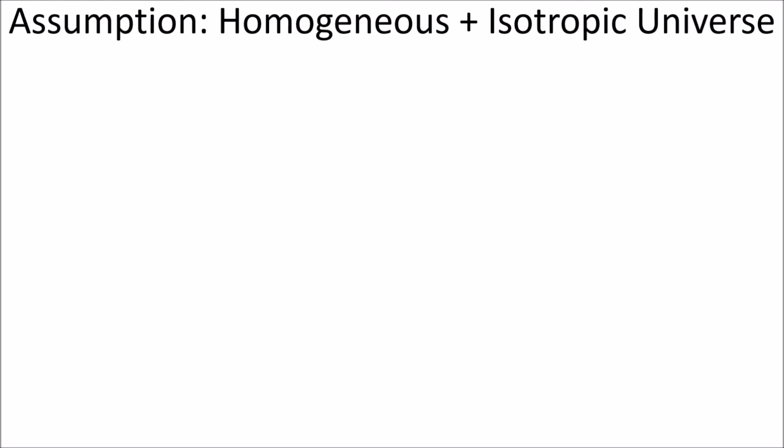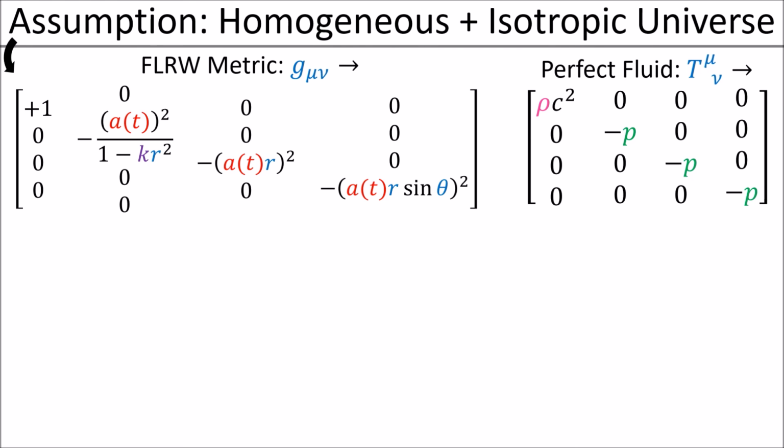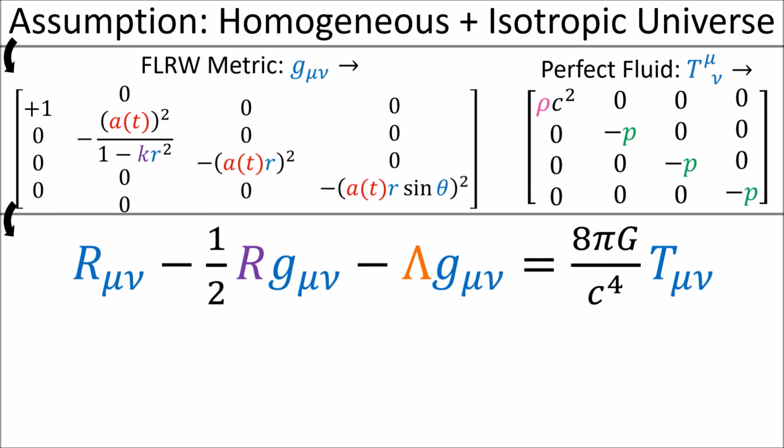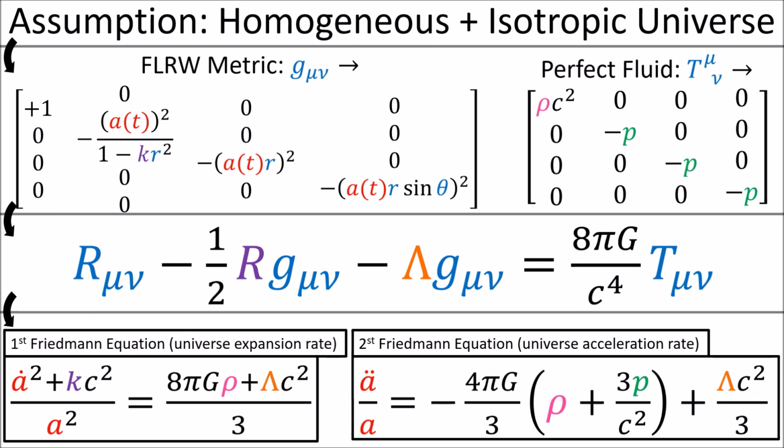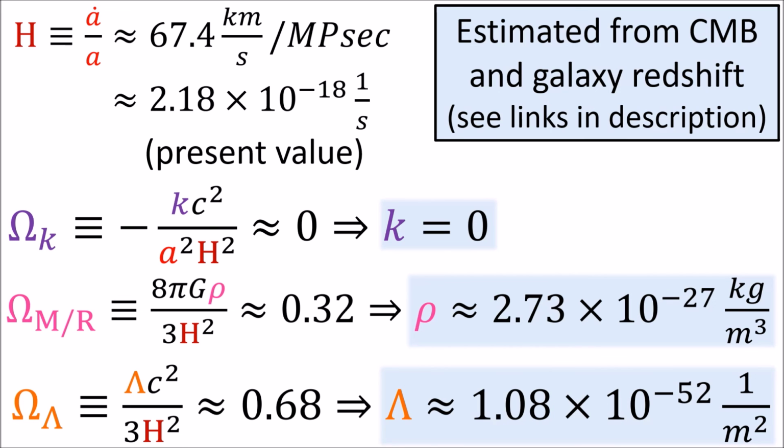So for a quick summary of this video, the assumption of a homogeneous and isotropic universe leads naturally to the FLRW metric and a perfect fluid model of energy and momentum densities. Plugging these into the Einstein field equations gives us the Friedmann equations, which govern the expansion of the universe. And analysis of the cosmic microwave background radiation and the redshift of distant galaxies has helped us estimate these parameters and come up with a model of the history of our universe.